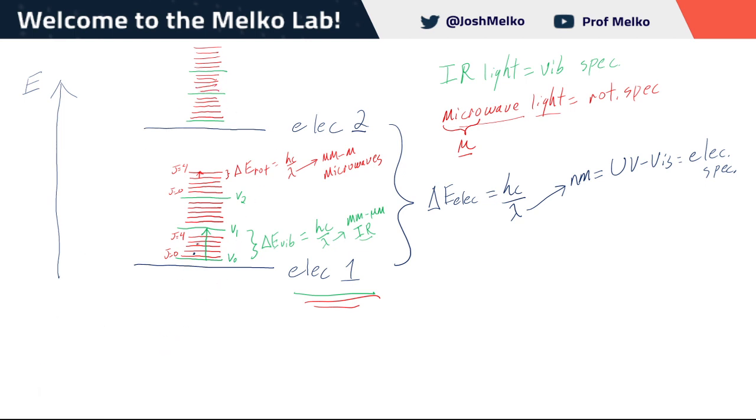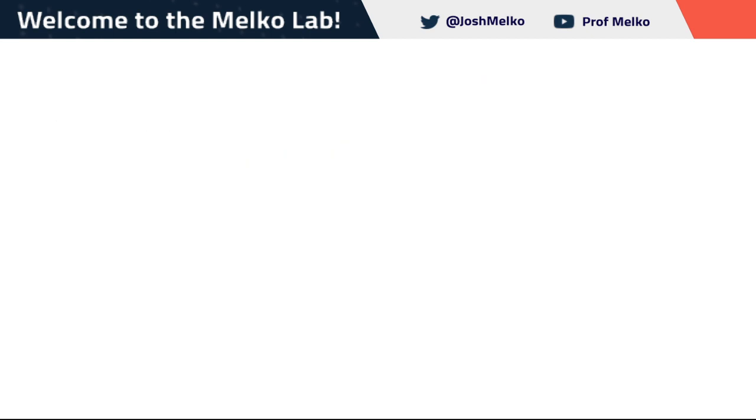Now, allowed transitions here are governed by selection rules, as I've said, which we'll derive. But to derive and understand those selection rules, let's understand really quickly a basic picture of what light-matter interaction really is.